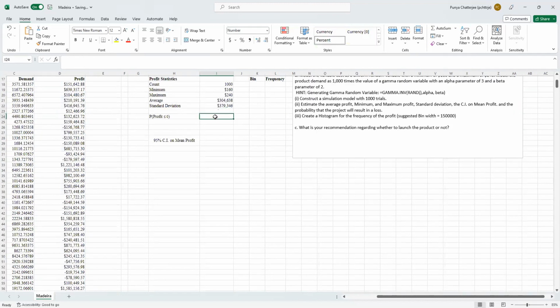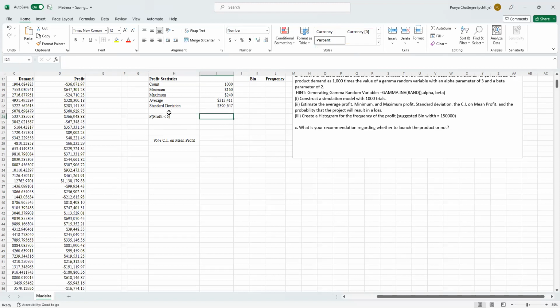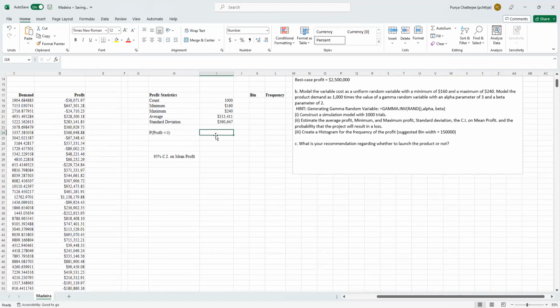All right. Finally, they are also interested in the probability that the project will result in a loss, right? So what is the probability that the project will result in a loss? I want to say this should be less than 0 because that will be a loss, right? Otherwise, if profit equals 0, that means we're breaking even. So to calculate the probability, again, you're going to use the COUNTIF function.